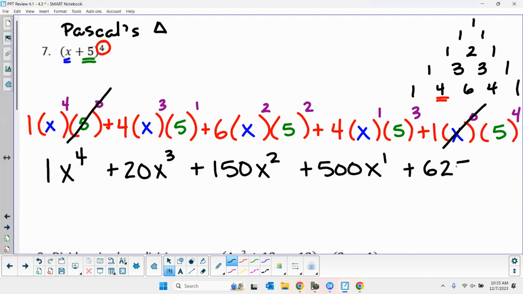So there's our answer to number 7, using Pascal's triangle. Questions? All right. Not too bad, is it? Looks like a lot, but calculator does basically all of it for you once you get it set up. We just do one step at a time. It's an easy setup.